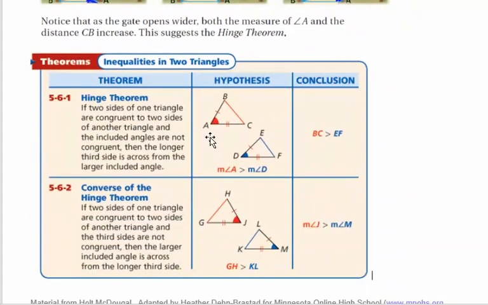So we have the hinge theorem that says that if the measure of angle A is greater than angle D, then the side opposite will also be longer. The converse of the hinge theorem is also true. That tells us if a side, like side GH, is greater than side KL, then the angles opposite them will also have the same relationship. Now this only works if you have two sides of one triangle congruent to two sides of the other, and we're talking about the included angle between those two congruent sides. So it only works in that kind of a SAS relationship.